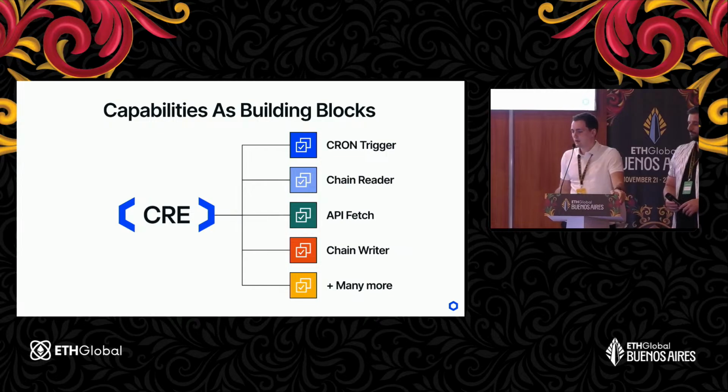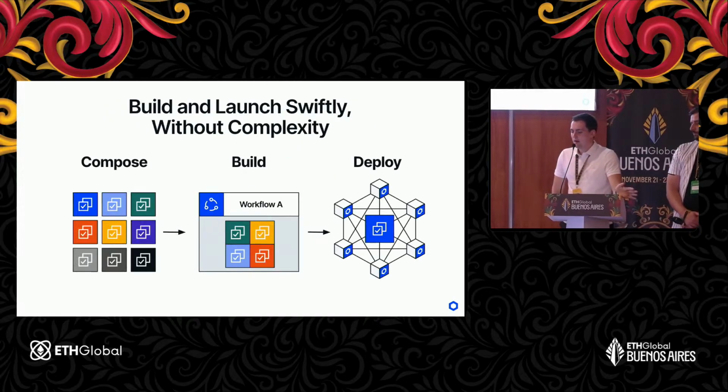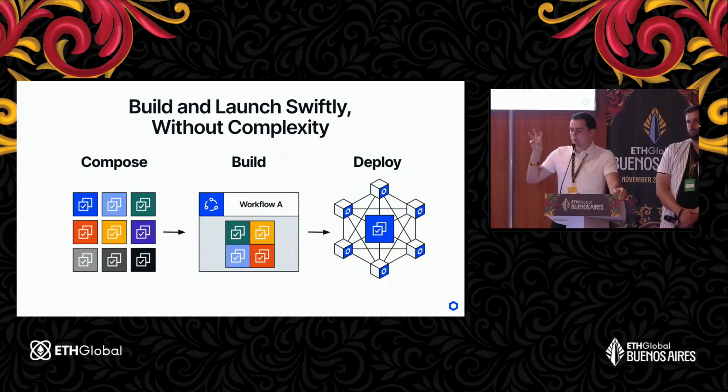On this slide, we can see some examples of capabilities like cron trigger, chain reader, which reads data from chain, API fetch, chain write, and many more. The list is really long, so I'm going to talk about that in a minute. But that's what capabilities essentially are. And then, as I said, we use those capabilities to develop a workflow. Our project can have multiple workflows as well. It's totally up to you how you want to develop them.